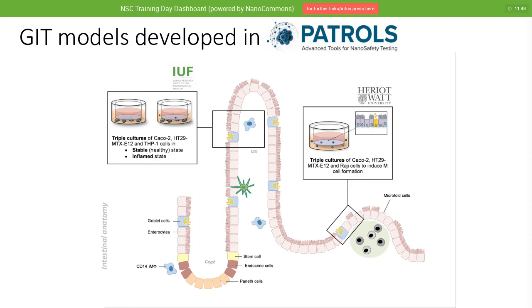At the IUF, we have also focused on a triple culture model of Caco-2 cells and HT29-MTX cells, but we have focused on the introduction of an immunocompetent cell line, and here we have used THP-1 cells as a model for macrophages. The important part about this model is that it can be used in both a healthy state, which I'm calling stable, or in an inflamed-like state.